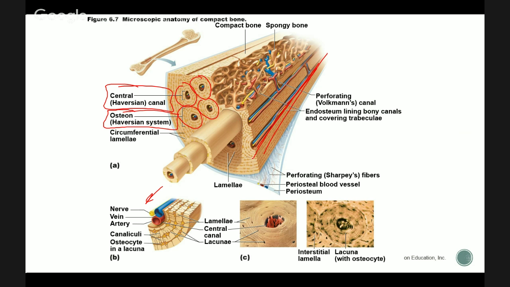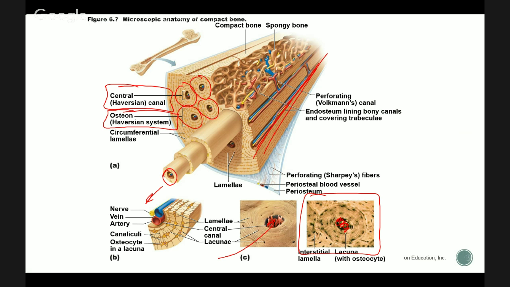Now, here's the thing. In living bone tissue, you will see the blood vessels and the nerves. But what we saw was something that looked like this, right? Everything has died off, so you're just left with this big hole in the middle that looks dark. But in living tissue, the blood vessels and nerves are there.